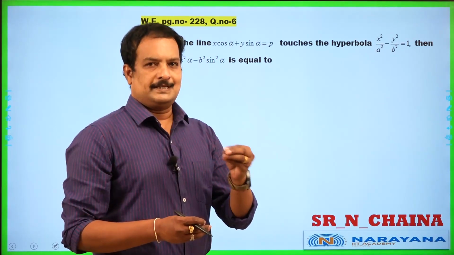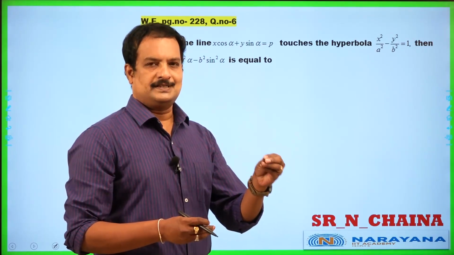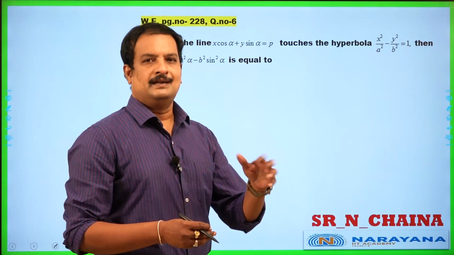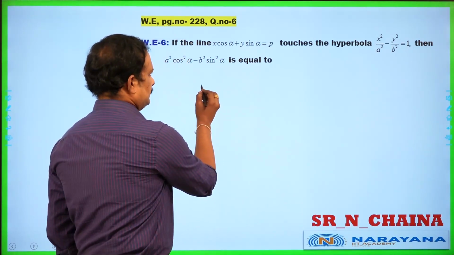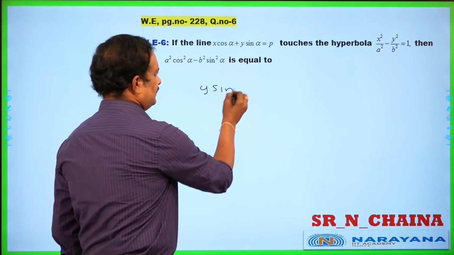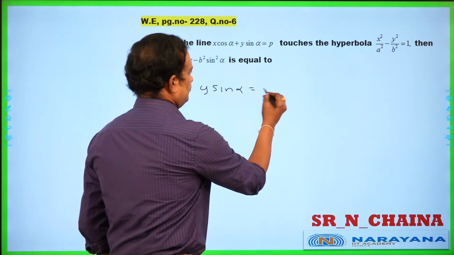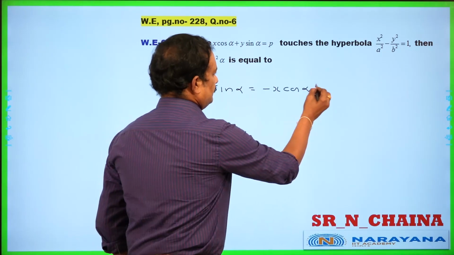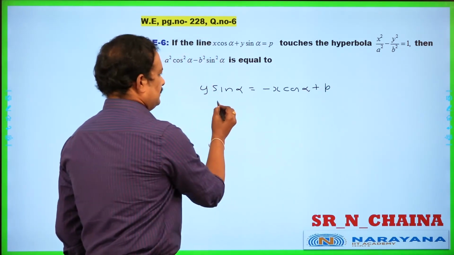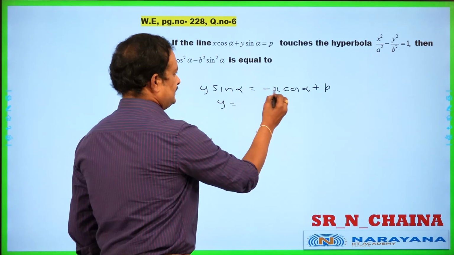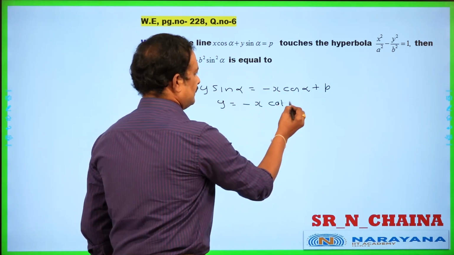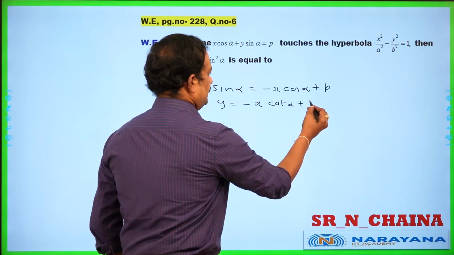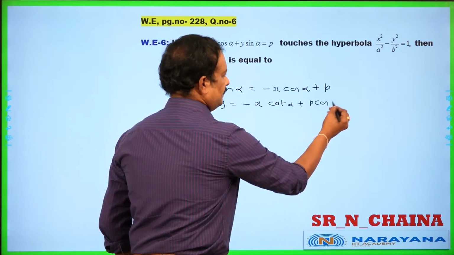When the line y equal to mx plus c touches the hyperbola, the condition to be satisfied is c square equal to a square m square minus b square. So let us convert this one into that form. So here we can write y sin alpha equal to minus x cos alpha plus p. So the value of y is equal to minus x into cos alpha by sin alpha, so minus x into cot alpha plus p by sin alpha, that is p cosecant alpha.